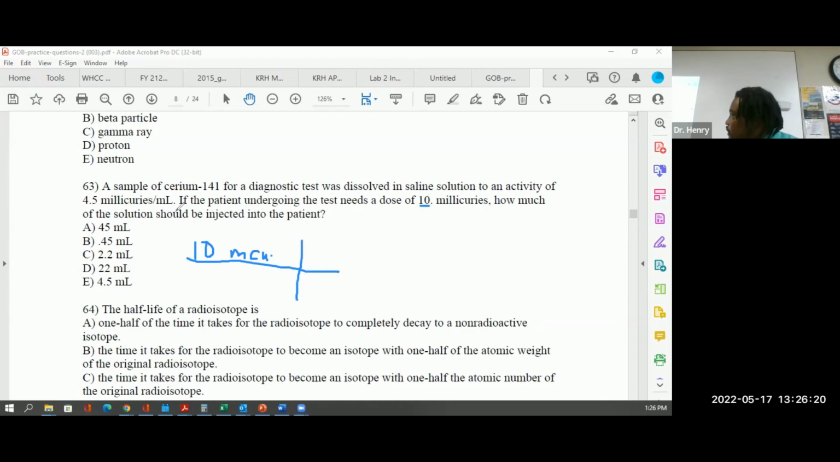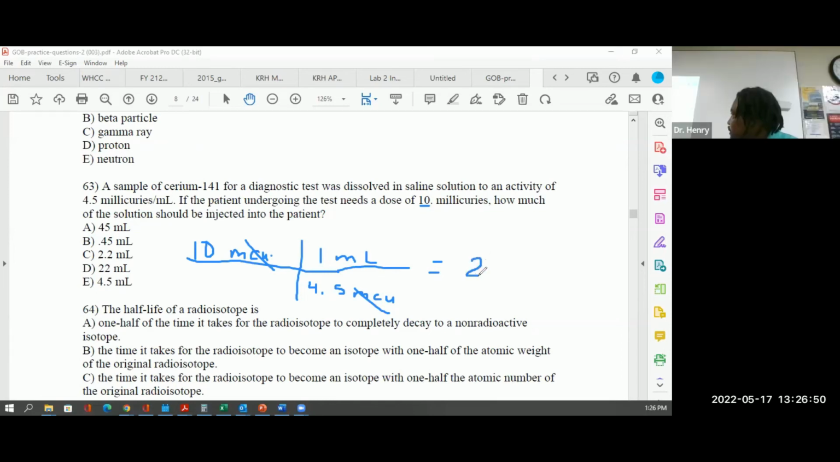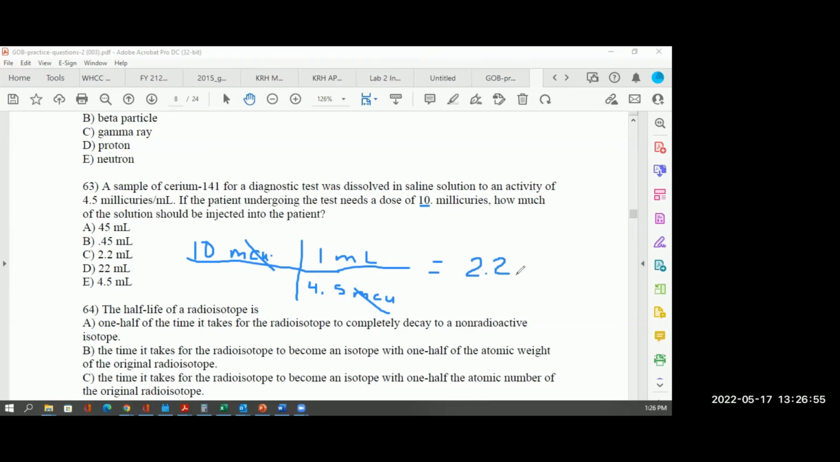So this is our conversion. So we have 1 milliliter on top and 4.5 on the bottom. 2.22222. Okay, so 2 sig figs, right? Yes. 2. So C.